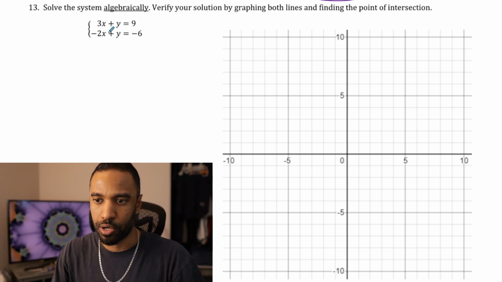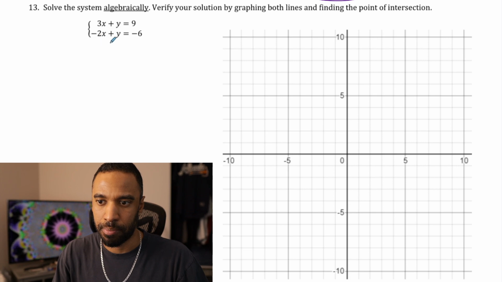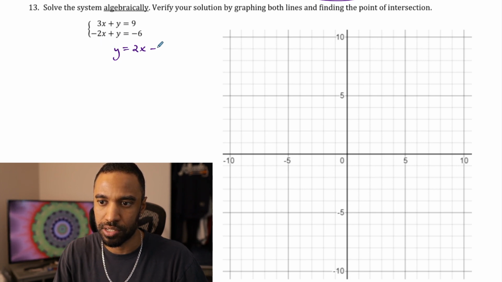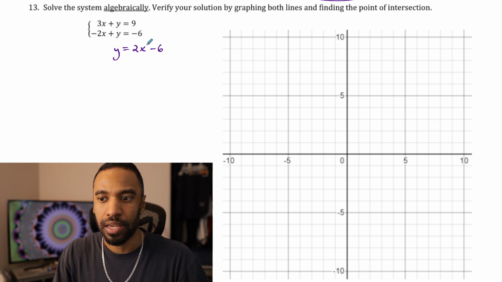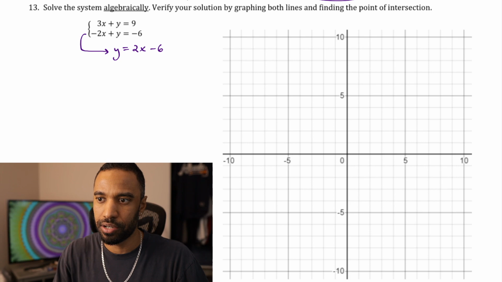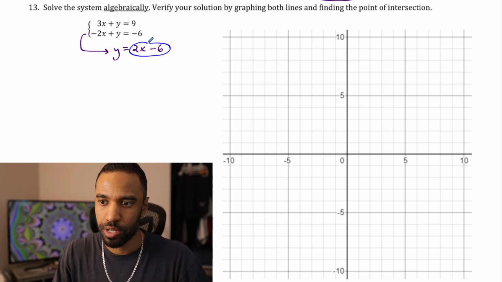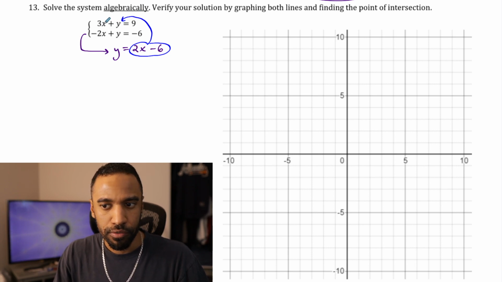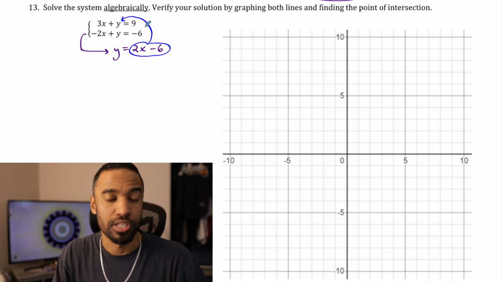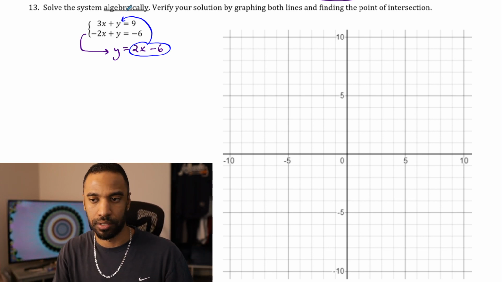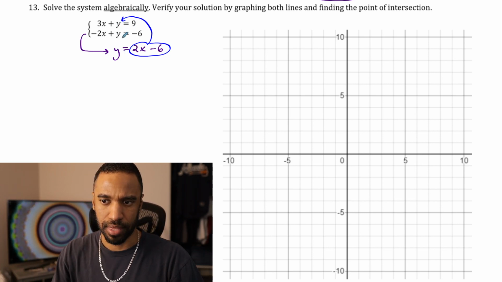I'm going to take the bottom equation and isolate y here by adding 2x to both sides. I get y equals 2x minus 6. Now you have 2 options on what you can do next here. I can either take this 2x minus 6 and substitute it in for y, and I think I'm going to. The other alternative, I don't know if you guys know this, I can get y by itself in the top equation as well, and then I can just set those 2 expressions equal to each other. But I'm just going to go and do that thing here.